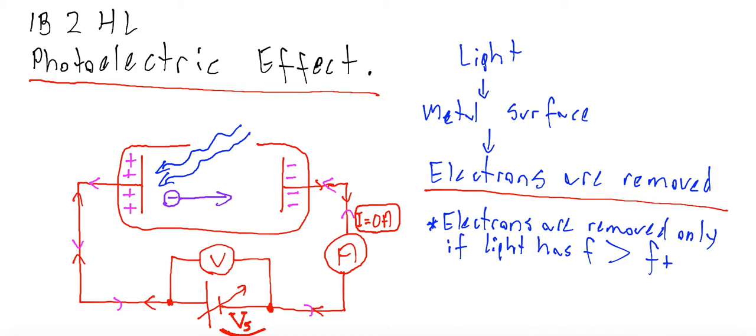Okay? If the frequency of light is too small, then electrons are not emitted and we cannot observe photocurrent. If the frequency of light is bigger than the specific frequency which is related with the type of metal, then electrons are removed and we can see a current in the circuit. Okay, so this is a very, very, very important statement.